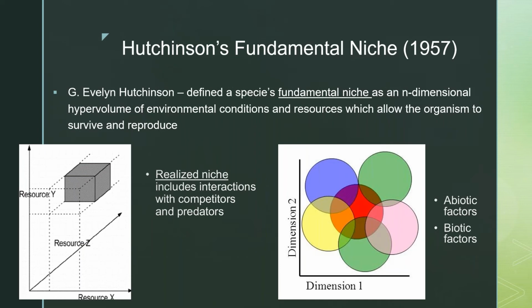Well, to take this one step farther, G. Evelyn Hutchinson, who was an ecologist in the 50s and 60s, expanded again upon this idea and came up with the idea of a fundamental niche. He defined this niche as an n-dimensional hypervolume of environmental conditions that allows an organism to survive and reproduce.